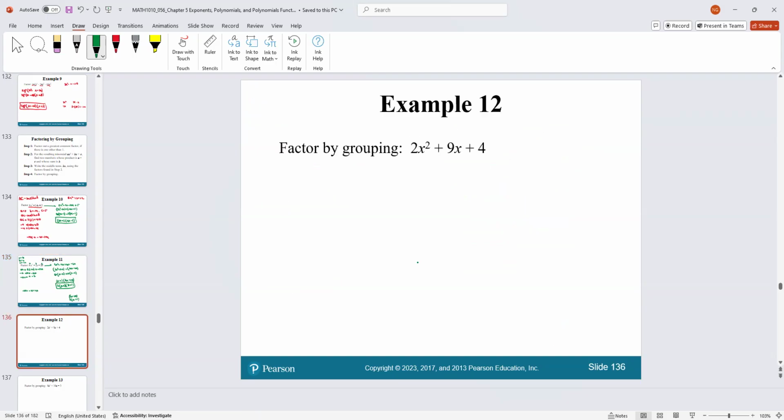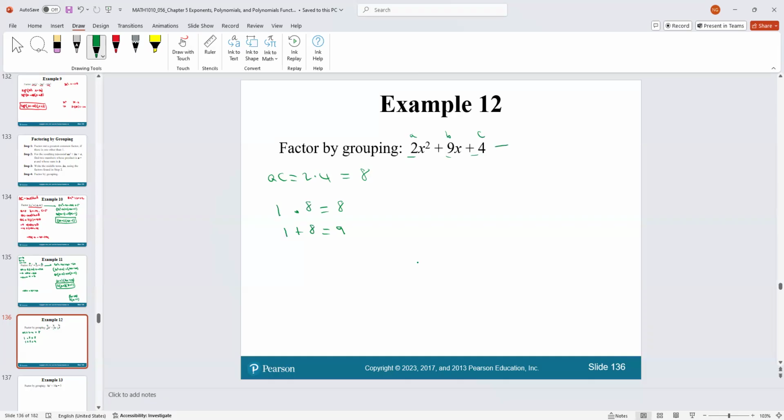Now, factoring by grouping, they ask us to factor by grouping. No common factor between 2, 9, and 4, but we know AC would be 2 times 4. That gives us 8. What are two numbers that when you multiply give you 8, but when you add give you B, which is 9? Hmm, can you see it? Because A, B, and C. Yeah, 1 times 8. 1 plus 8.